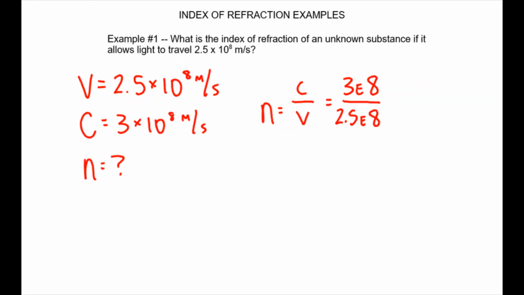Remember, on your calculator, it's easy to put that in using the EE button. So it's EE on your calculator, but then it'll just look like this, and that replaces the times 10 on your calculation. So 3E8 divided by 2.5E8, and on your calculator, n will be 1.2. And remember, n is a ratio, because it's meters per second divided by meters per second. It is not a number that needs a unit with it.